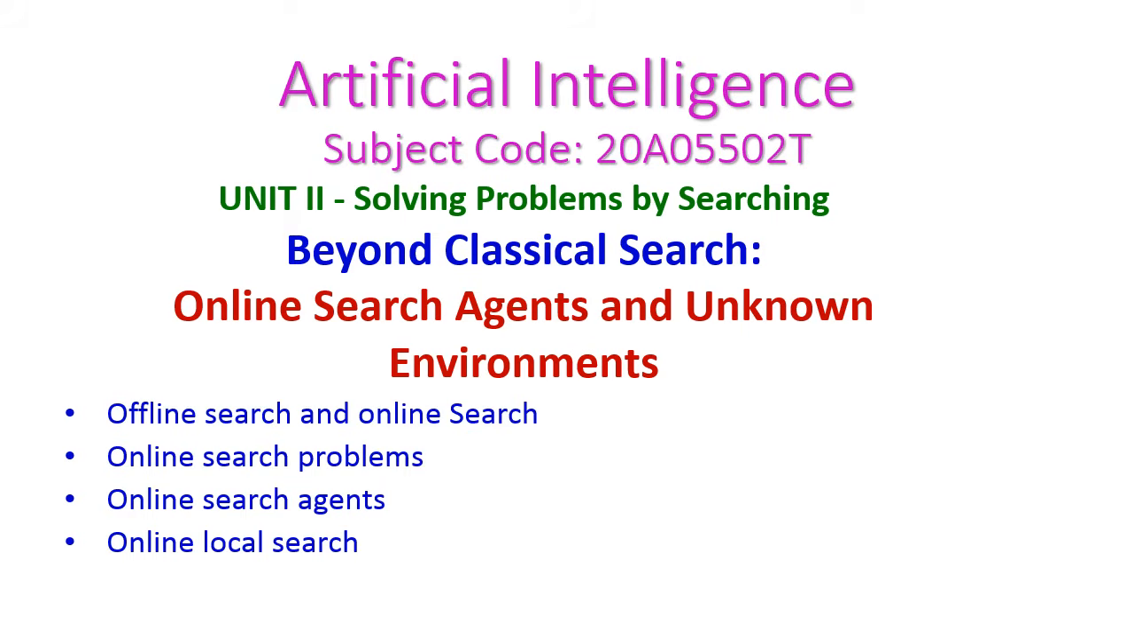In today's class, we will see the last topic from the second unit, that is online search agent and unknown environment. And in today's class, we will see the offline search and online search, that is the difference between online and offline searching, and online search problems, online search agent, and online local search.